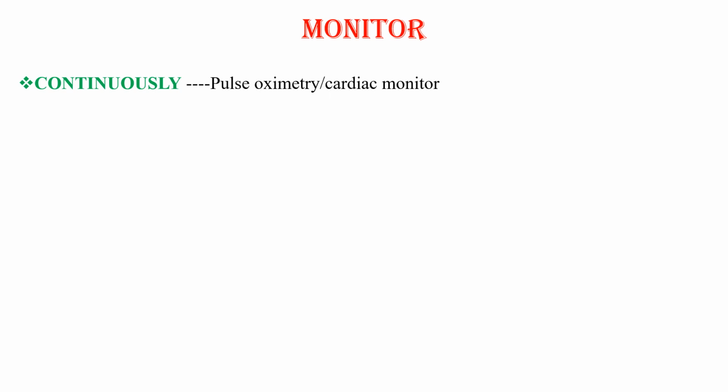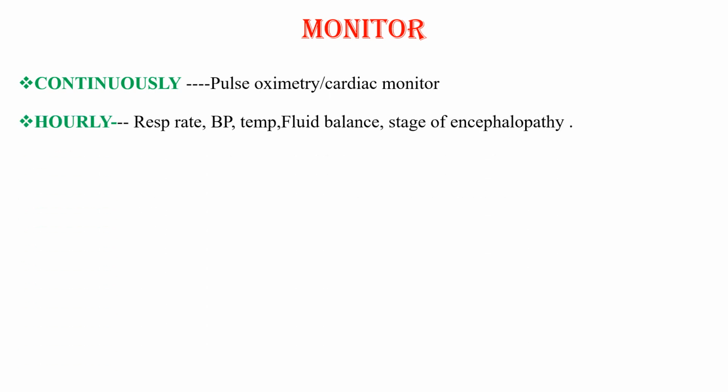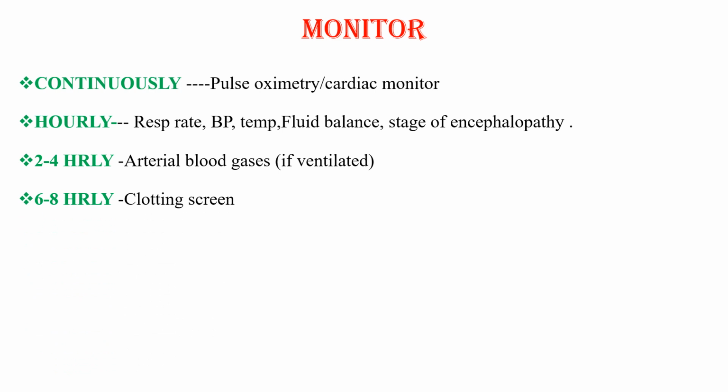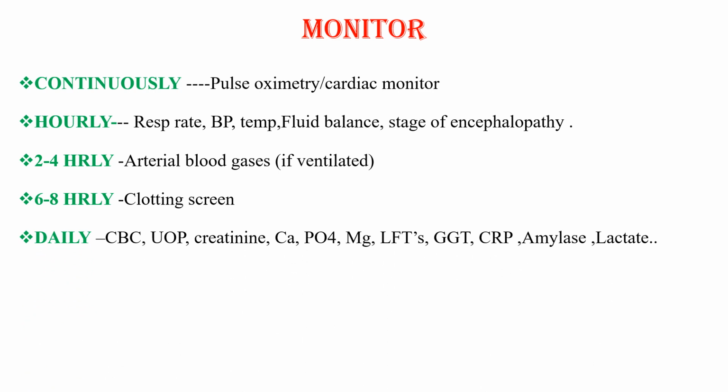When we come to monitoring of any patient having acute liver failure, despite the etiology, the first is continuous monitoring of pulse oximetry and cardiac monitoring. We should also monitor hourly the respiratory rate, blood pressure, temperature, fluid balance, and the stage of encephalopathy. Every 2 to 4 hours, we should do arterial blood gas if the patient is ventilated. Every 6 to 8 hours, we should do clotting screen, PT and INR, and daily CBC, urine output monitoring, renal function test, electrolytes, and liver function test.